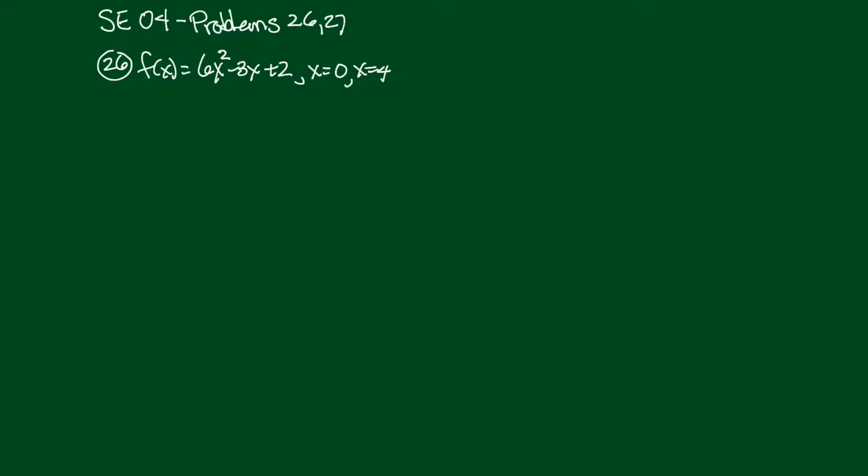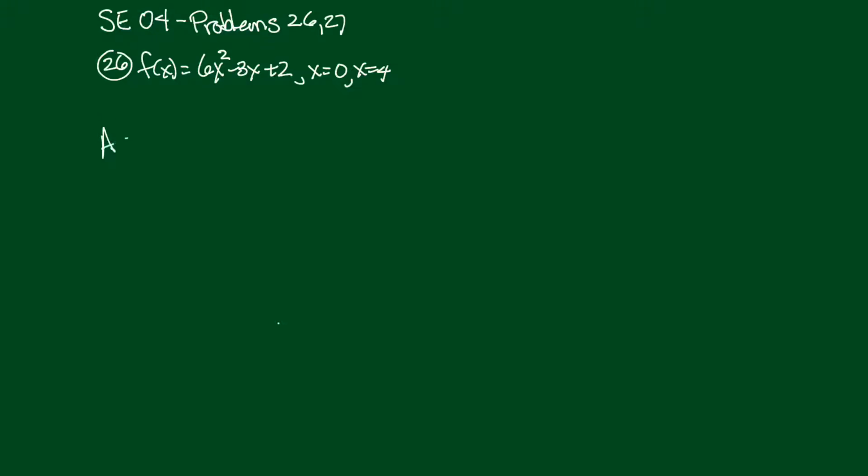In this problem here, 26, we want to find the area bounded by this curve. It's a quadratic, right? It opens up. The lines x equals 0, which is the y-axis, and x equals 4. And we are told that the region lies completely above the x-axis. So we can get the area here.